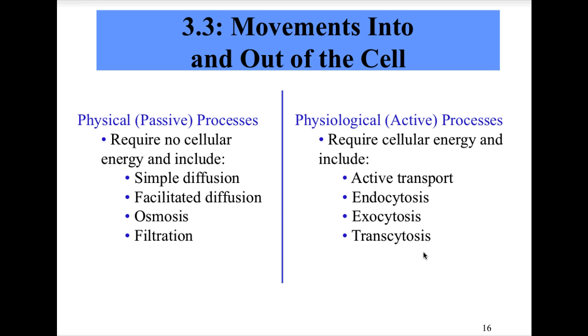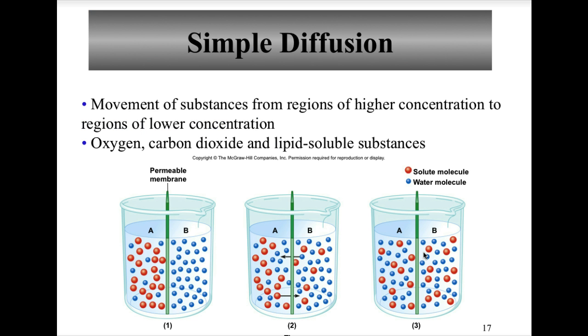In physiological or active transport mechanisms, the substances move from where they are in low concentration to where they are in high concentration, at the expenditure of cellular energy that we call ATP. It's an active process that includes active transport, endocytosis, exocytosis, and transcytosis. In physical passive transport, it requires no energy.